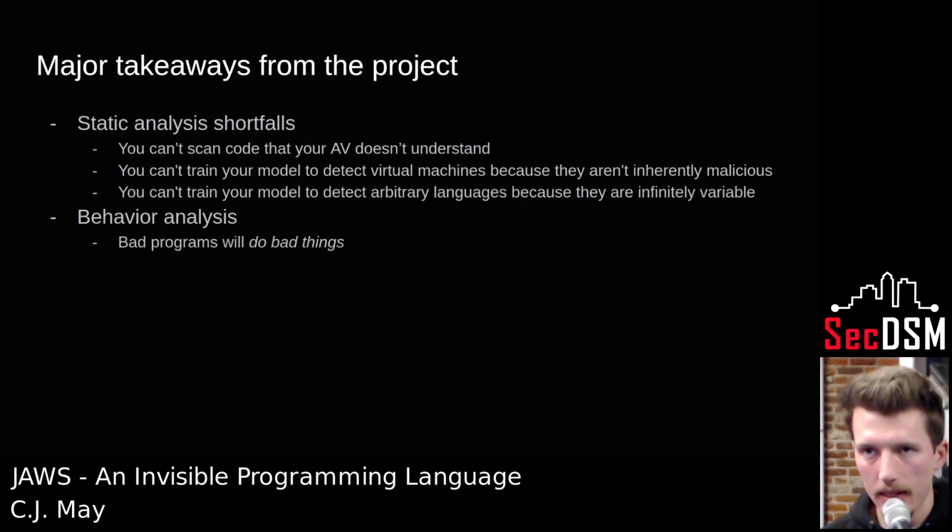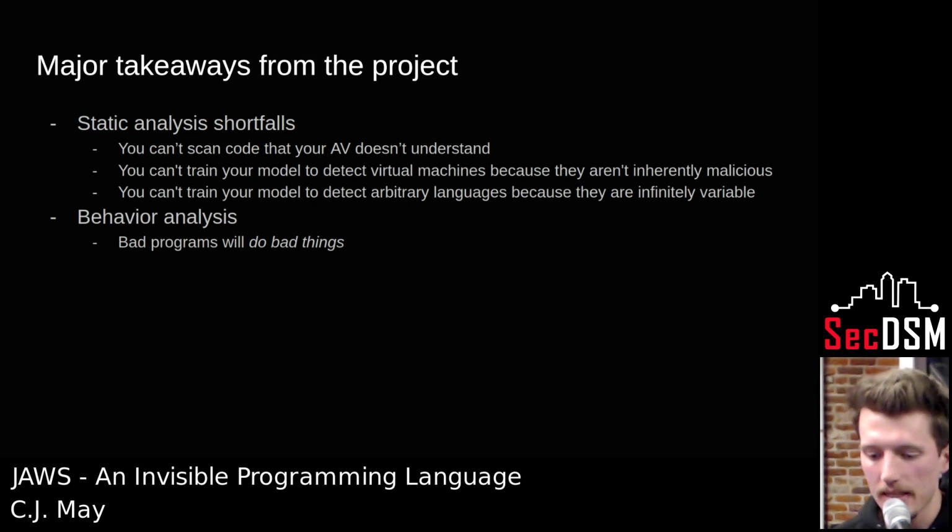So the major takeaways from my project and the research that I did in college are that there are some big shortfalls in static analysis. It's important to have static analysis tools because they're quick wins. If you find something that's known bad, you can stop it before it does something, great. But there are a lot of weaknesses. You can't scan code that your AV doesn't understand. And if you have an artificial intelligence model, you can't train it to detect virtual machines because virtual machines aren't inherently malicious.